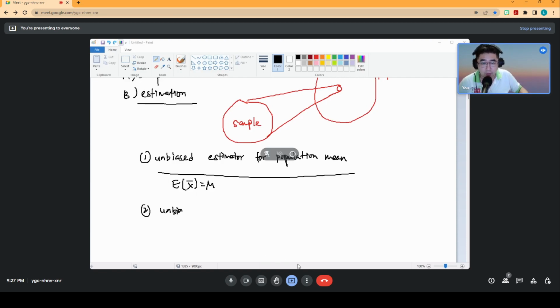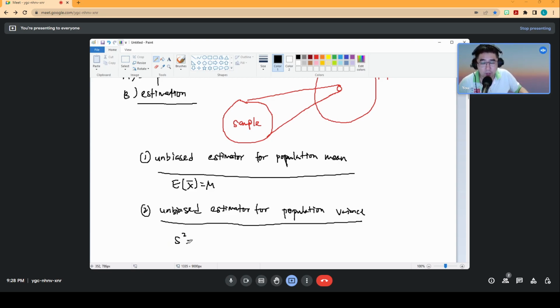Then we have the unbiased estimator for the population variance. Okay, the screen's off. Wait. So we have s squared equals 1 over n minus 1.